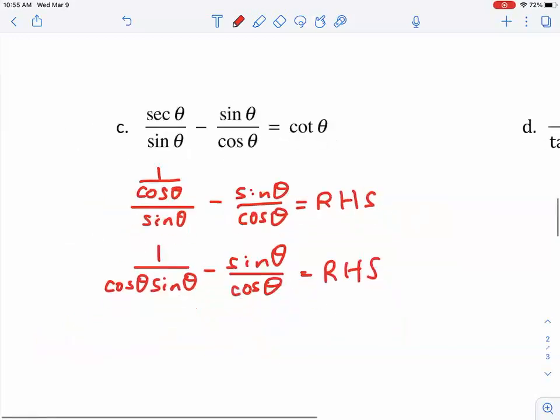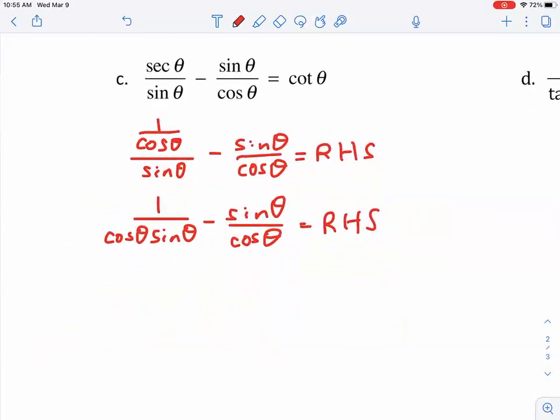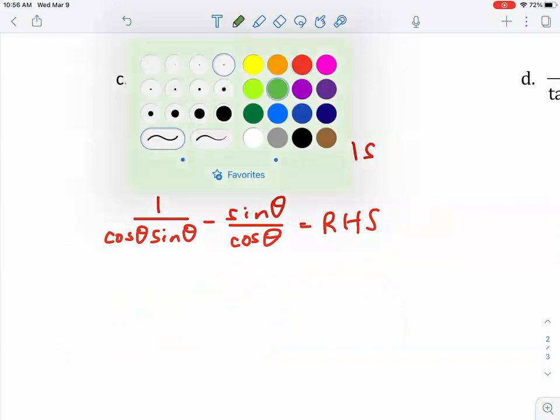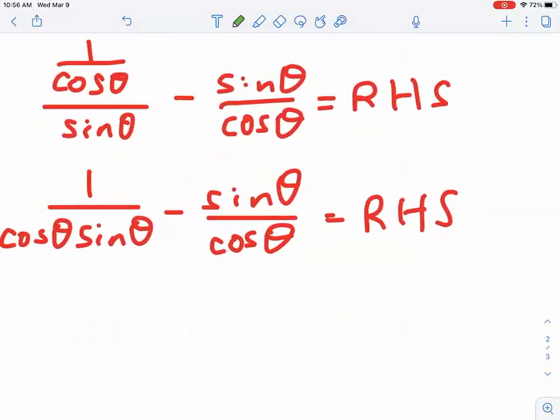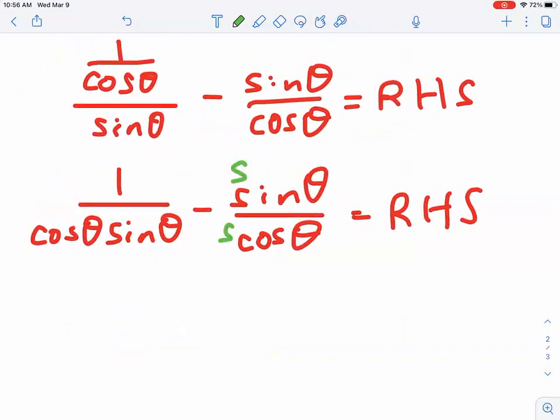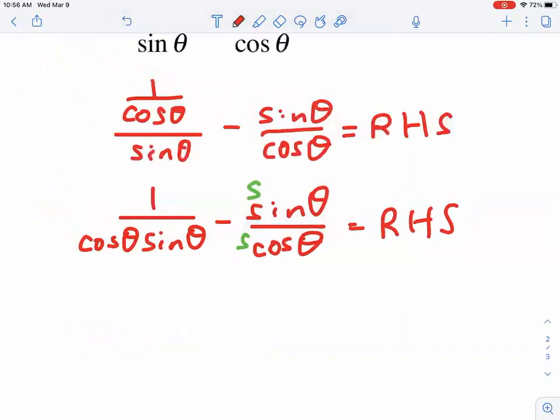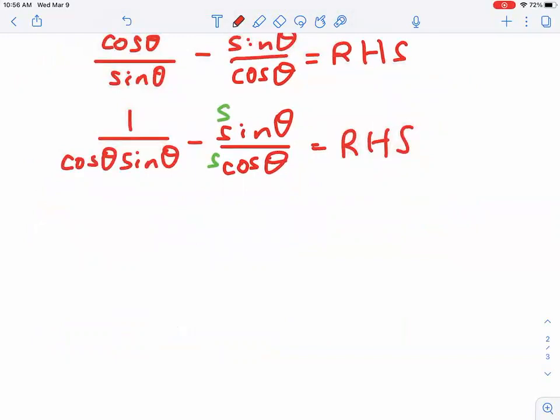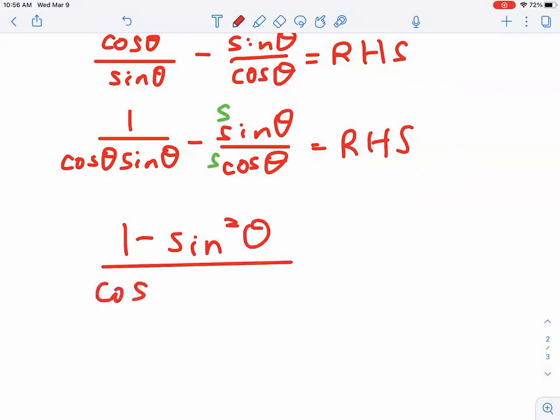Well, this one's a little harder, but we have to add these fractions together. And so to add those fractions together, we need a common denominator. And our common denominator is cosine sine, which means I'm going to multiply that part by sine over sine, which gives me on top 1 minus sine squared theta over cosine theta sine theta.